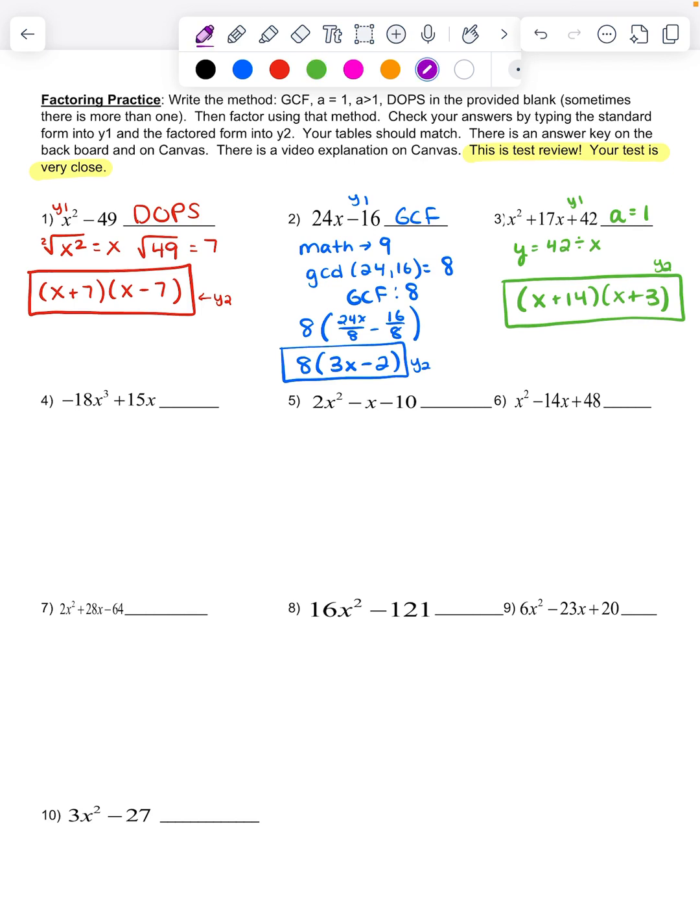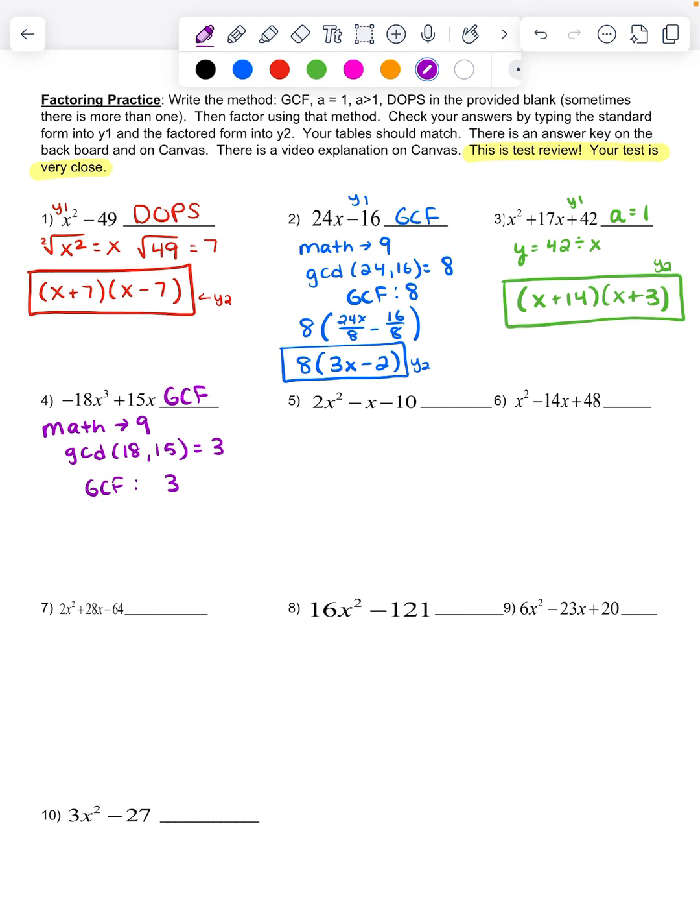Number 4, this is a binomial, 2 terms, so it's either GCF or DOPS. And I know that 18 is not a perfect square, neither is 15, so it must be GCF. Okay, so I'm going to do a math arrow to the right, 9. I'm going to do a GCD of 18 and 15, and what you'll notice is I'm not including that negative, even though there's a negative there. You'll get an error if you include the negative. And if you type that into your calculator, you should get a 3. So I know that the GCF between 15 and 18 is 3.